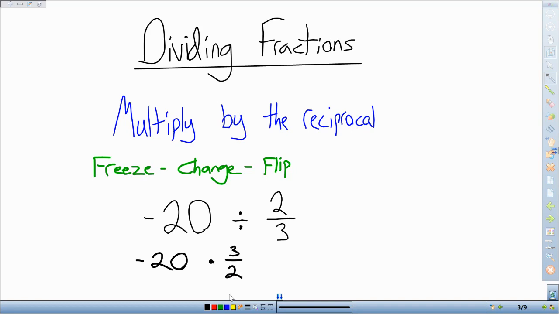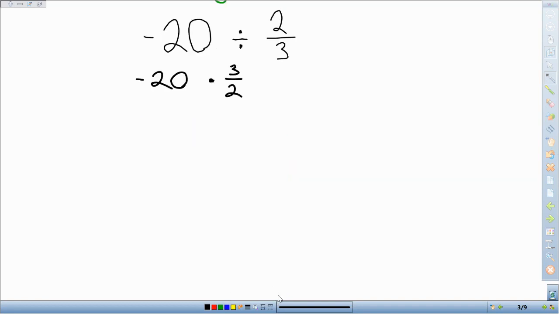Now we can multiply our numbers together and start finding our answer. A little reminder, when you have a number being multiplied by a fraction like this, negative 20 is going to be multiplied by the numerator, and then we'll divide by the denominator. So negative 20 times 3 is going to give us negative 60, right? And then that 2 is going to stay on the bottom. Negative 60 divided by 2 is going to give us negative 30. All right, let's keep moving along here.